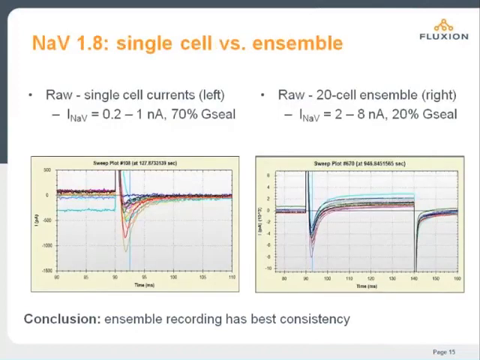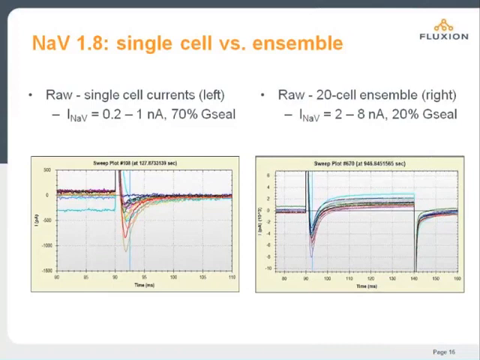In the same vein, shown are NAV 1.8 currents generated on an IonFlux 16 using either a single cell plate, shown on the left, or an ensemble plate, shown on the right. These are overlays of all 16 recordings at a particular time in the experiment.